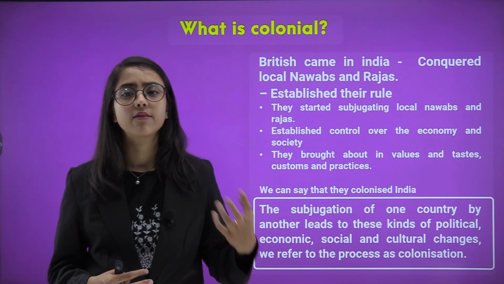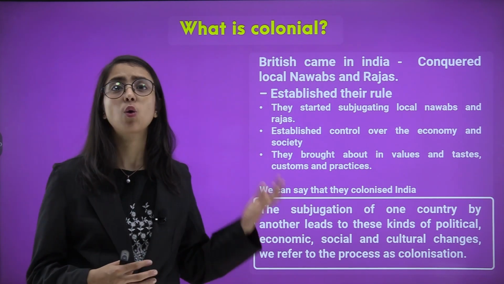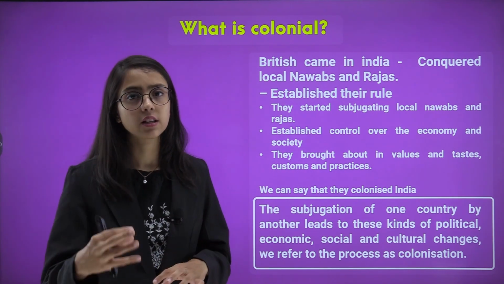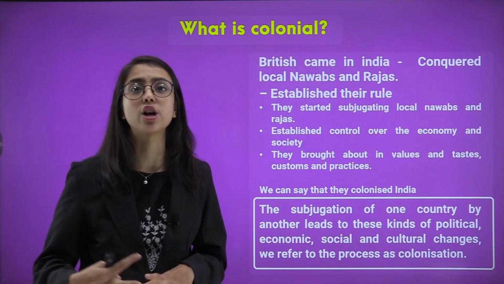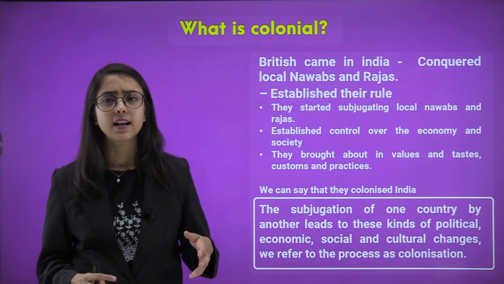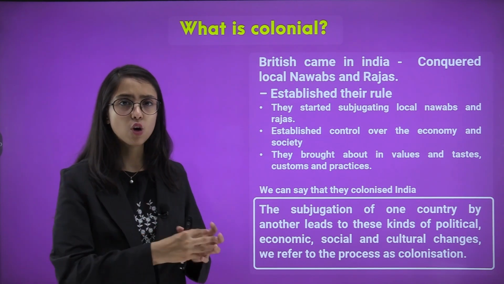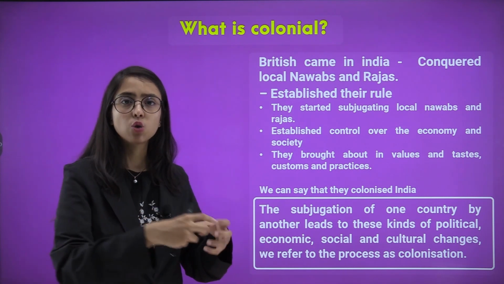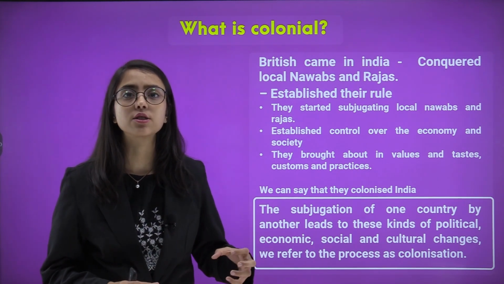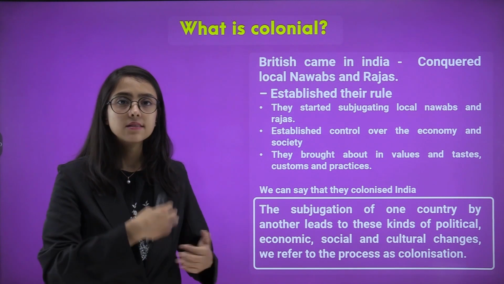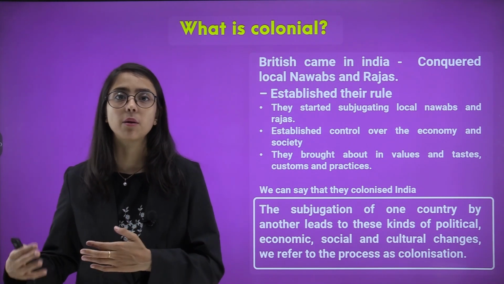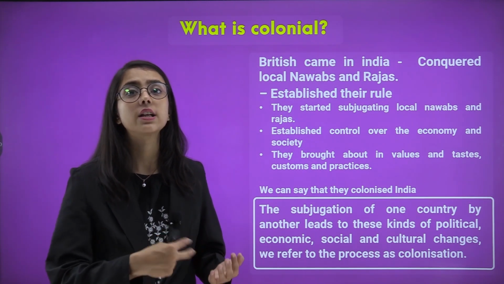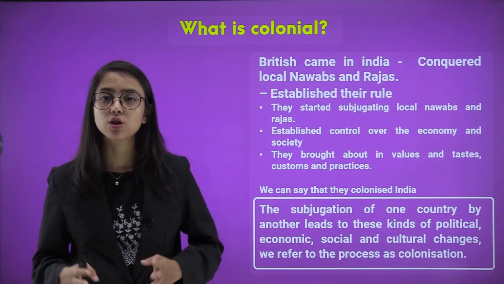They brought in the values, tastes, customs and practices of their own land, their own culture, so that the Indian and native culture would be subdued or overshadowed by it. We can say that they colonized India. They made small colonies of their rule. Wherever the Britishers ruled, those places came to be known as colonies under British rule. As this process developed at high speed, it came to be known as the colonization of India. So what is colonization?